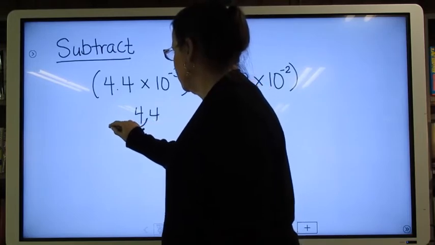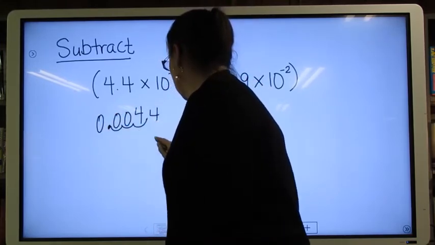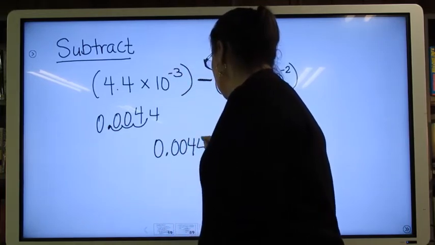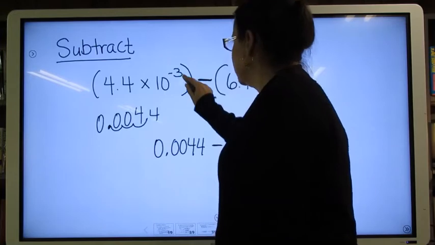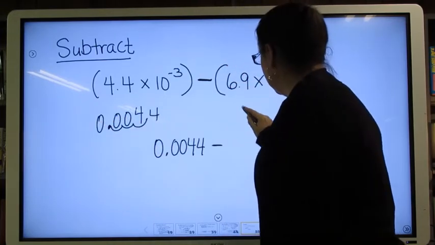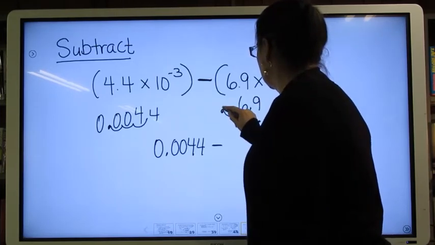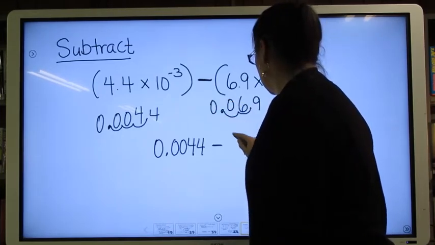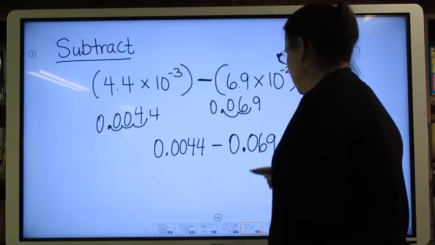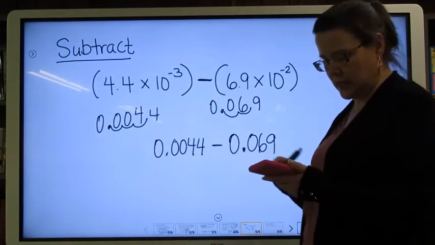1, 2, 3. And I'll just rewrite the number here. Because it's a negative exponent, I'm going to the left. And then this one here, 2. And you can do that. And then you're going to punch it in the calculator just like that.